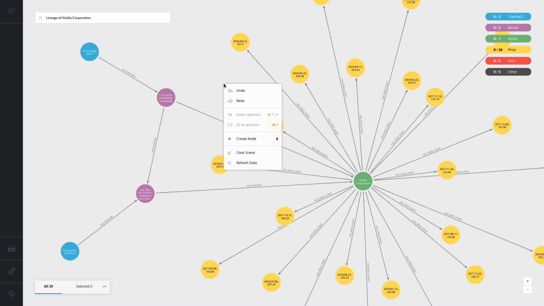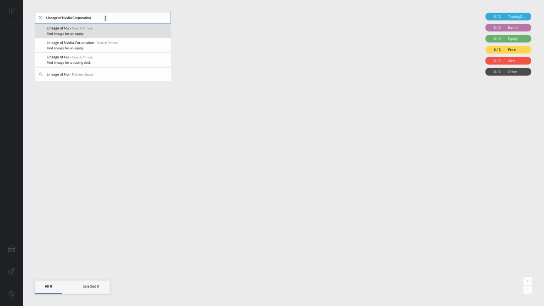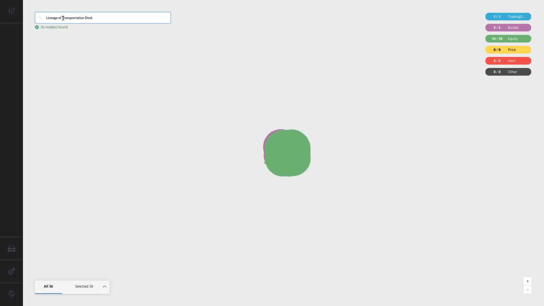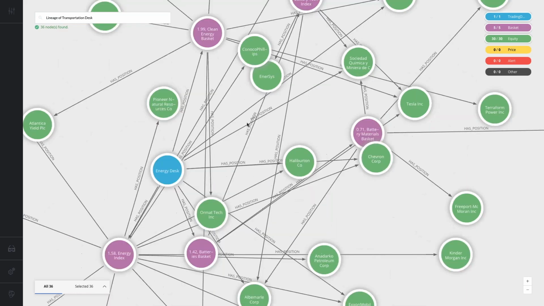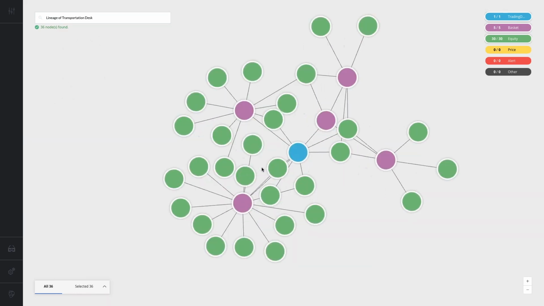We can also show the lineage from a trading desk perspective. So I'm going to clear the scene, and I've defined this search phrase to work for both individual equities and trading desks. So for example, if I want to see the lineage of the transportation desk, it auto-completes for me, and I can see the entire lineage of a trading desk visually.